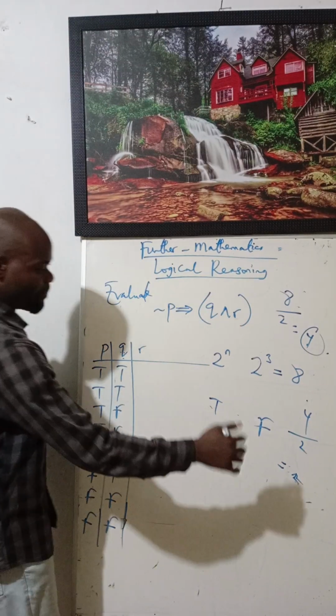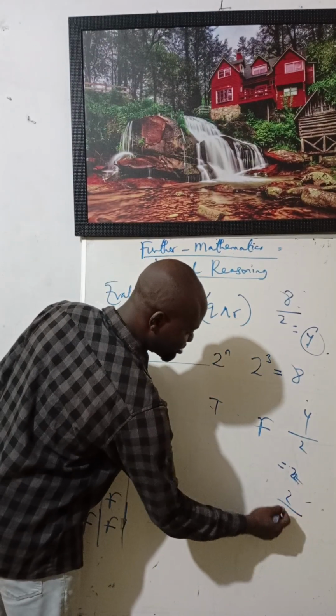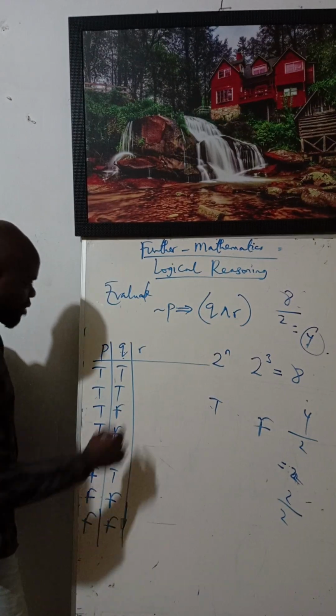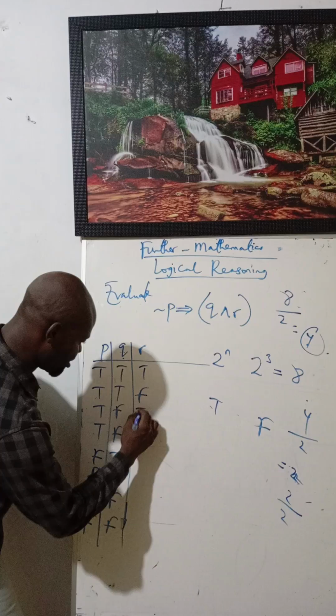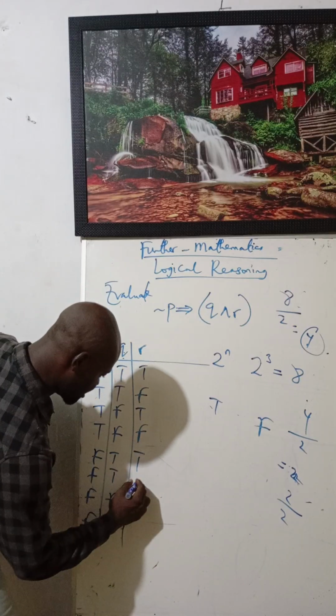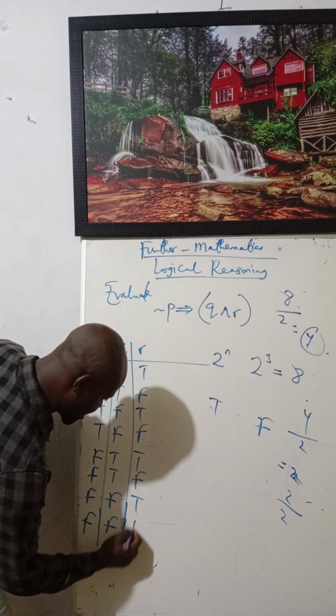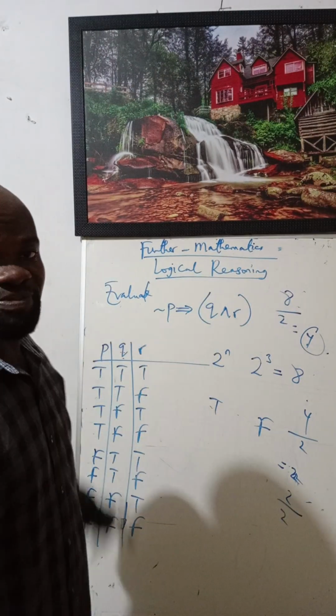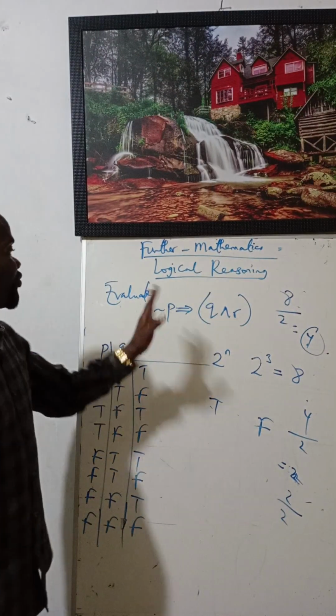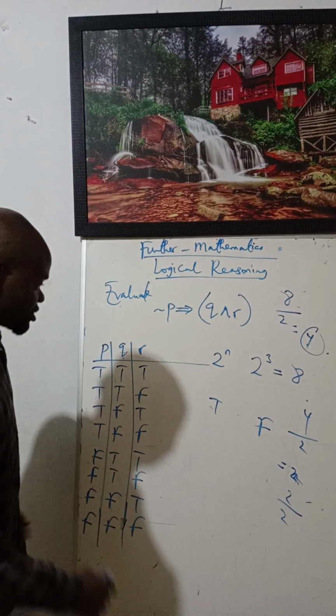Now for R, we stop at 2 here. We divide that 2 by 2 again. That's 1. So for R, T is 1, F is 1, T is 1, F is 1, T is 1, F is 1, T is 1 and F is 1. This is the truth table for 3 statements. That's the first thing you do before you answer this kind of question. Everyone knows that now.